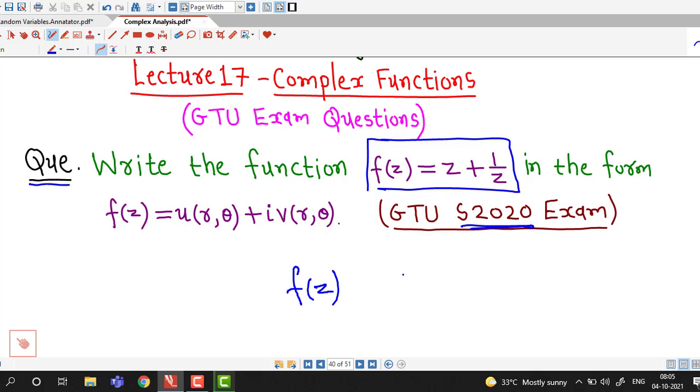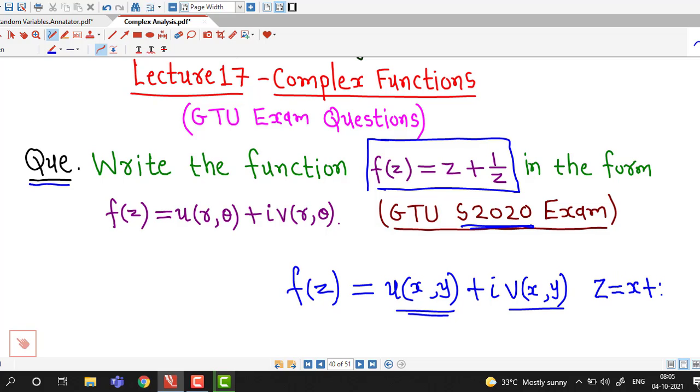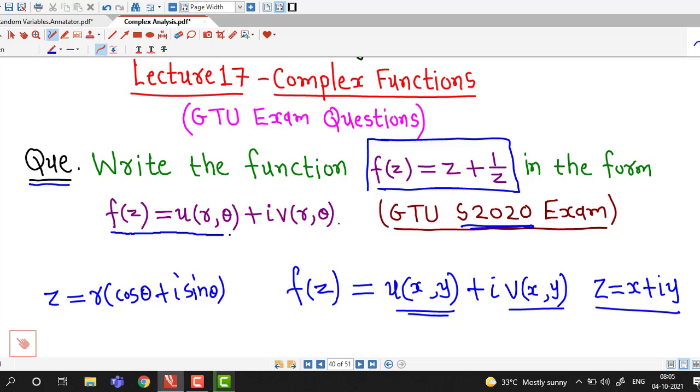We know that if we take z equal to x plus iy, we obtain f of z equal to u(x,y) plus i times v(x,y). So here u and v are functions of x and y if we take z equal to x plus iy. But if we take the polar form of the complex number, the polar form of z equal to x plus iy is r into cos theta plus i sin theta, then we will obtain our function in terms of r and theta. So in this question we have to write our function in terms of r and theta.